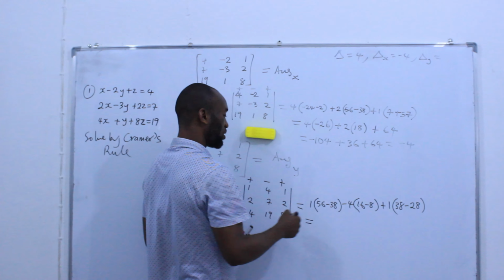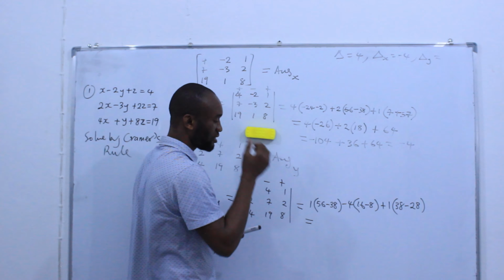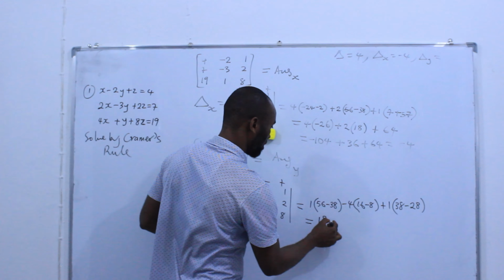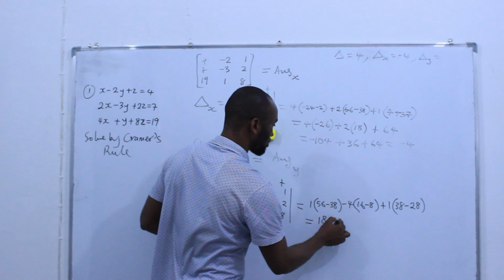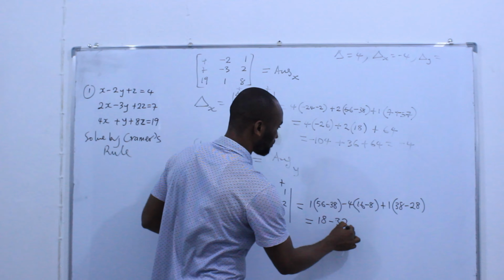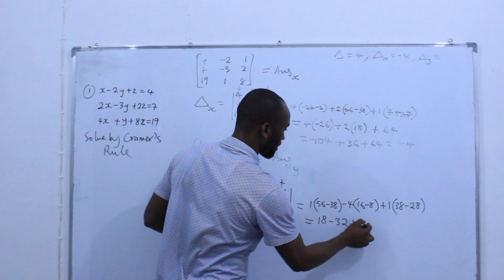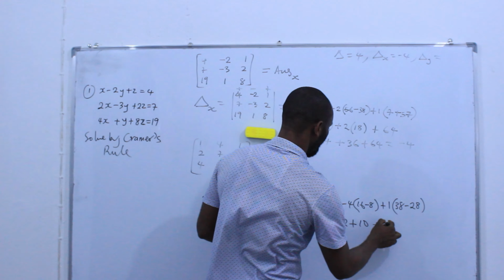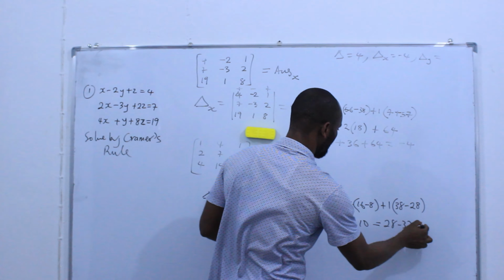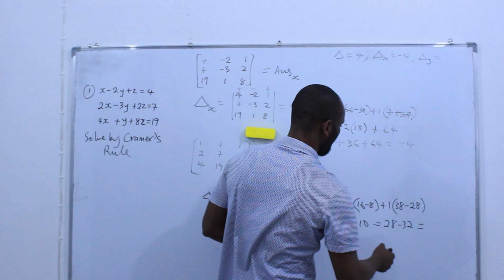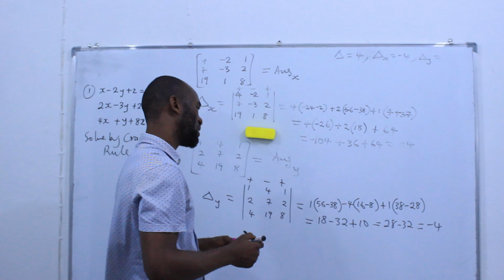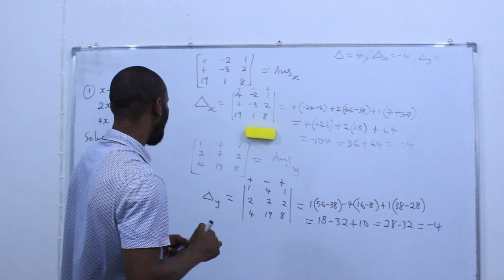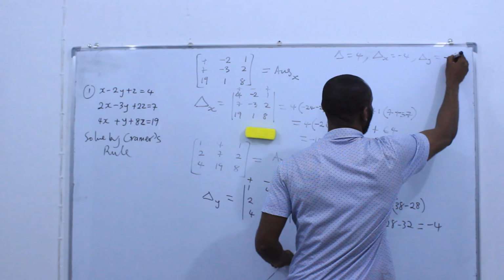28. This will leave us with 56 minus this. You have 18. Okay, here you have minus 8 times is 32. And then you have plus 10. Okay, so this is 28. This is actually 28 minus 32. Which is what? Which is minus 4. 28 minus 32 is what? Minus 4. So this one is giving us minus 4.